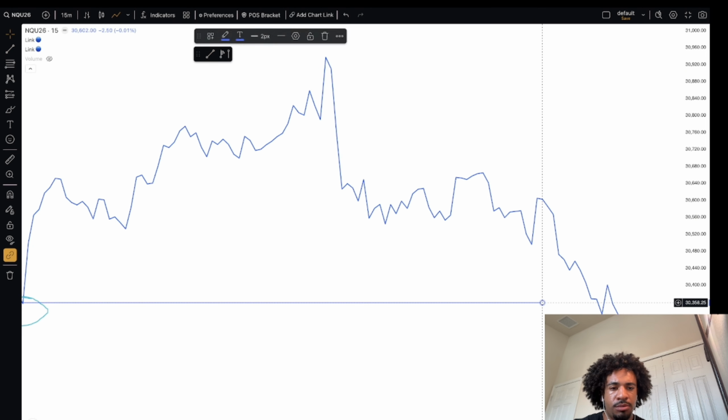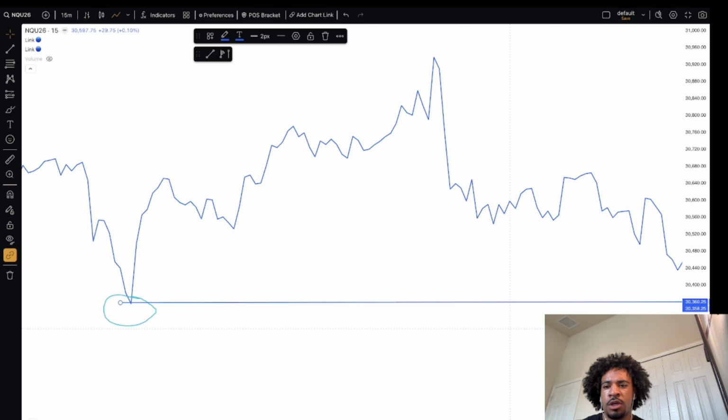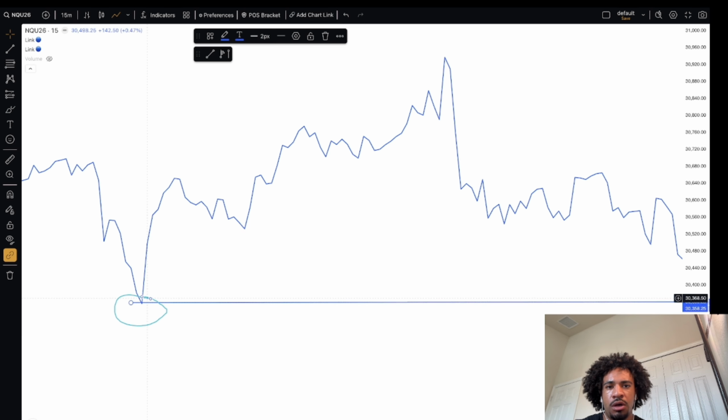When we get a candle that closes below this, that's going to be a breaker structure. If you don't know what a breaker structure is, go watch the other video. So this here is our swing low, okay?